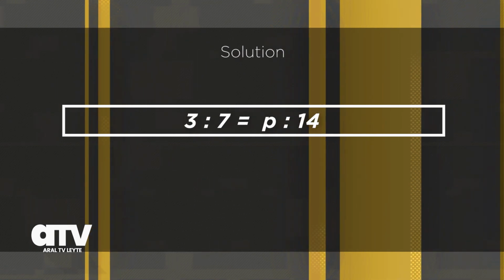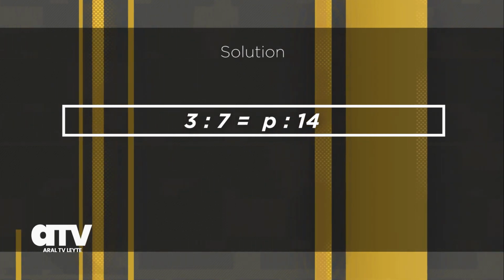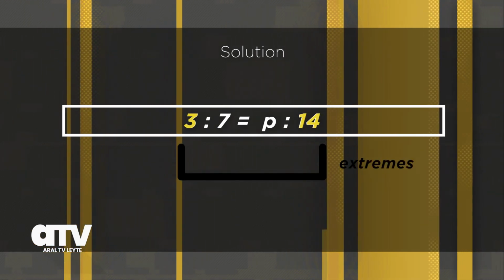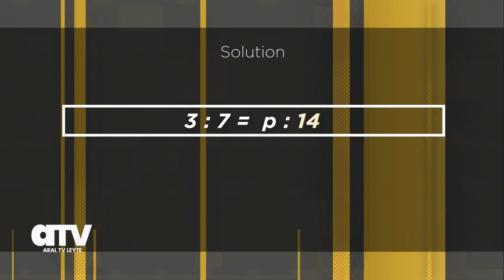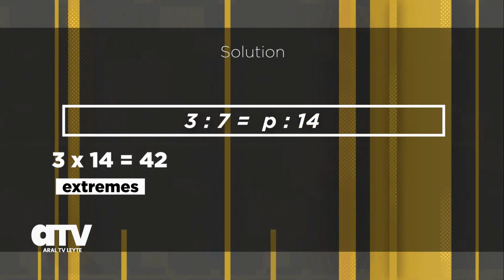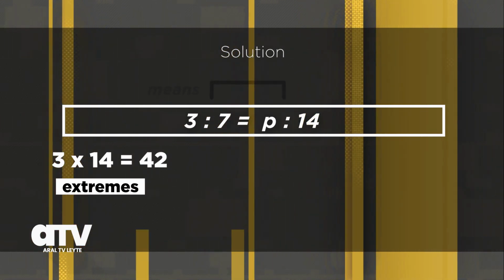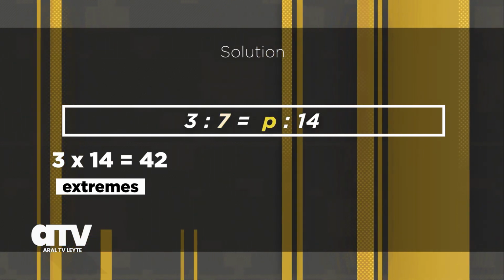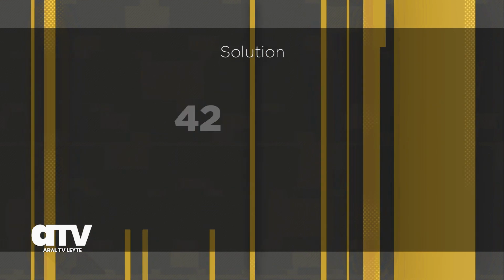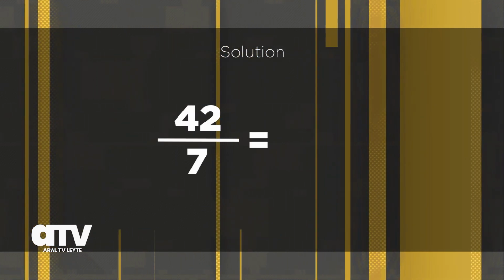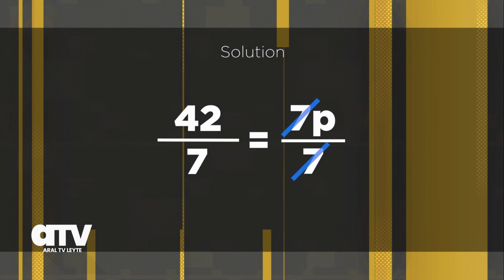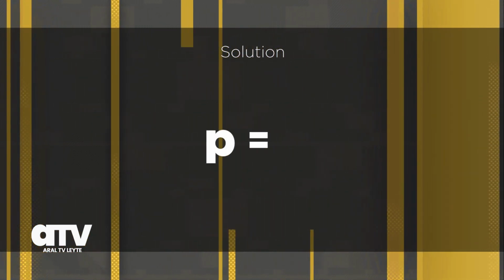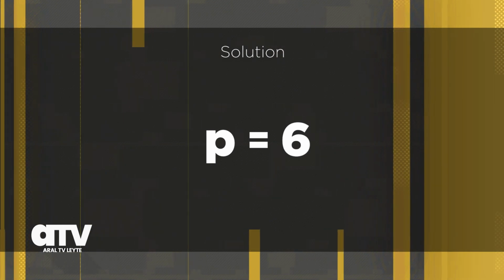Here's the solution. 3 is to 7 as p is to 14. Multiply the extremes. 3 times 14 is equal to 42. Multiply the means. 7 times p is equal to 7p. Divide 42 by 7, the number multiplied to the missing term. Therefore, p is equal to 6.